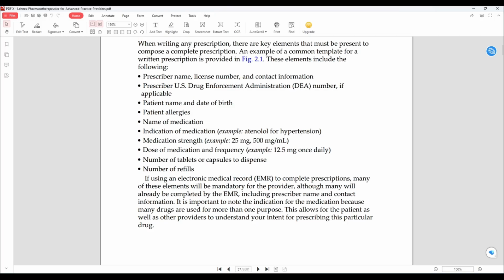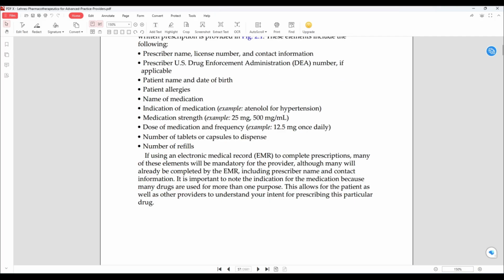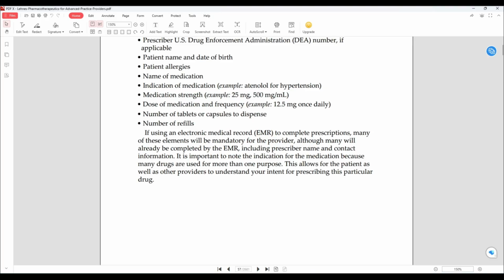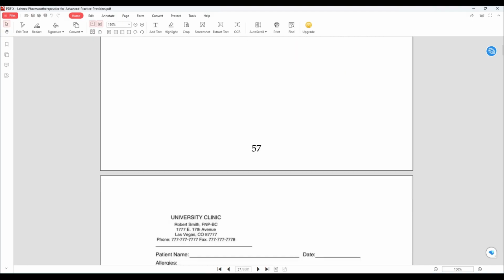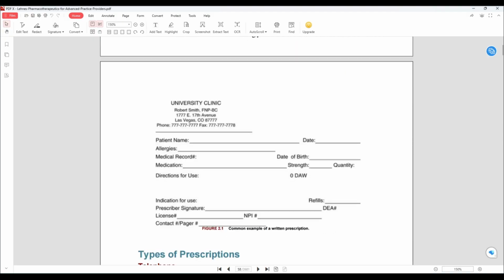If you're using an electronic medical record to complete prescriptions, many of these elements will be mandatory for the provider, although many will already be completed by the EMR, including the prescriber's name and contact information. It is important to note the indication for the medication because many drugs are used for more than one purpose. This allows for the patient as well as for the provider to understand your intent for prescribing this particular drug. So here's that example.